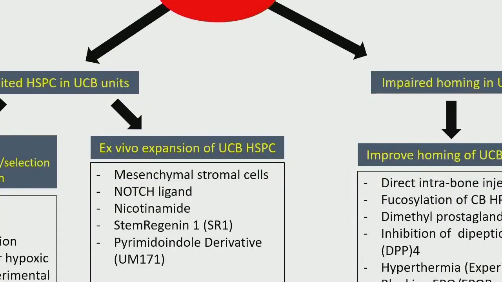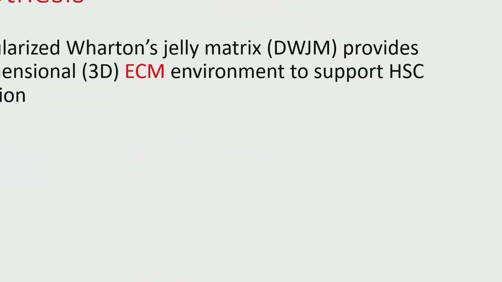In the field, there are many efforts to try to address these two questions, and some of it has to do with processing of cord blood units at the time of collection, or expanding them, or improving homing. And I want to introduce this method now, which is using matrix as a way to expand hematopoietic stem cells. So again, the hypothesis is that we can use our matrix to expand hematopoietic stem cells.